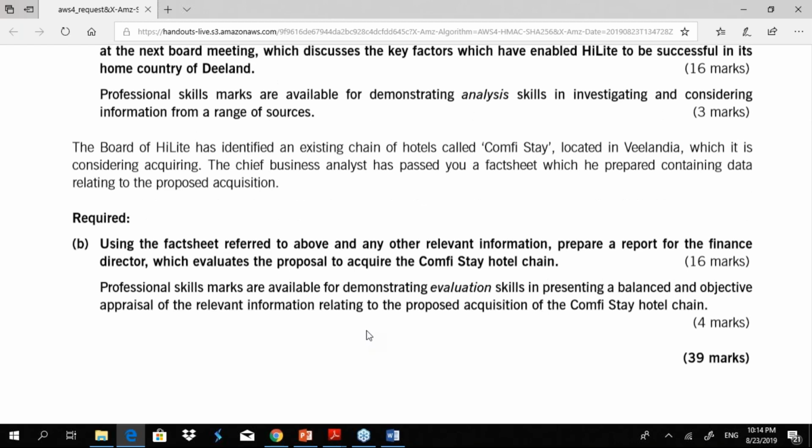And then the B part, using the fact sheet referred to above and any other relevant information, prepare a report for the finance director which evaluates the proposal to acquire another business. So we are doing an evaluation, the pros and cons. Again, not technical.